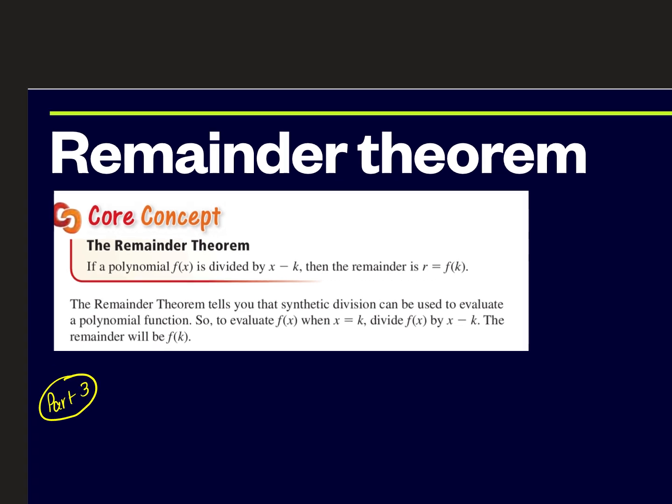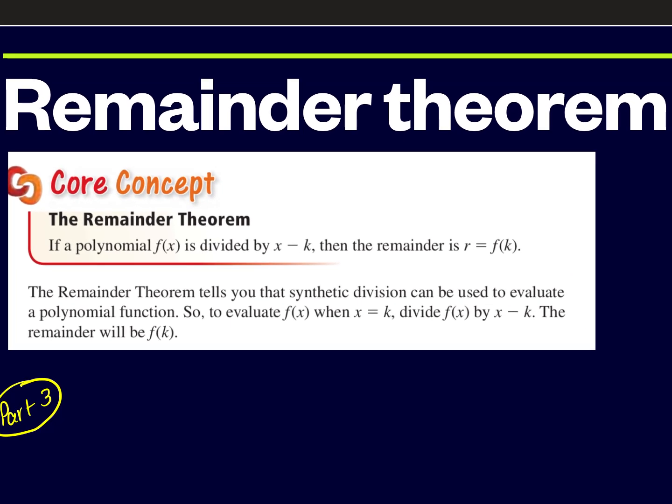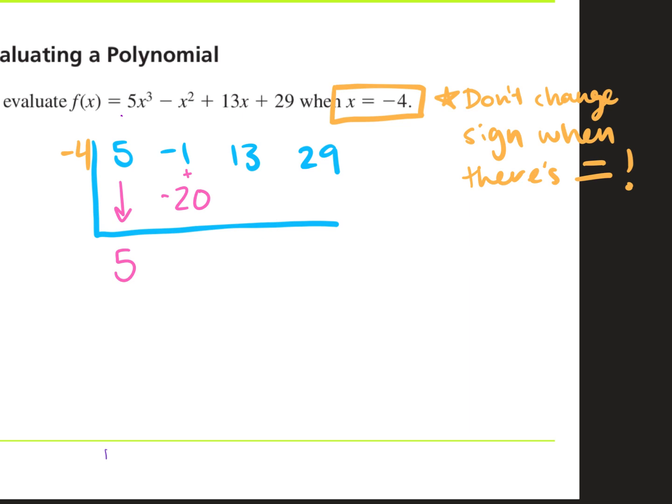All right, next we have the remainder theorem. So the remainder theorem helps us evaluate given a number for x. So it'll tell us x is equal to this number. One way you can evaluate is by plugging in that number, but synthetic division is also another way that we can find the value. So we're going to continue to use synthetic division, but we're using it to evaluate now, not divide. Negative 21.